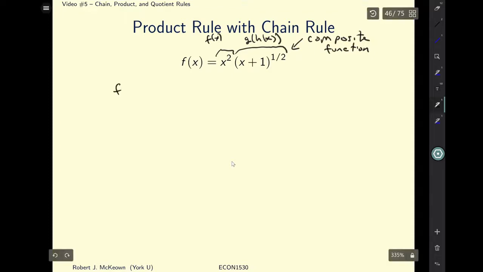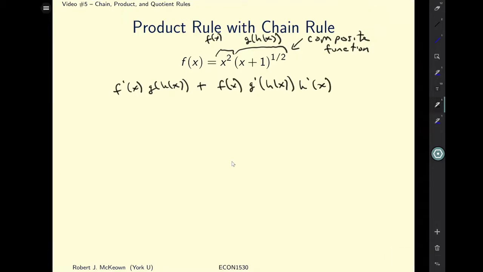I want to write something that's going to look like this. Something that looks like that. So let's take the derivative of f of x. So we're going to have 2x, and then I just multiply that by x plus 1 to the 1/2. I don't have to do anything more.